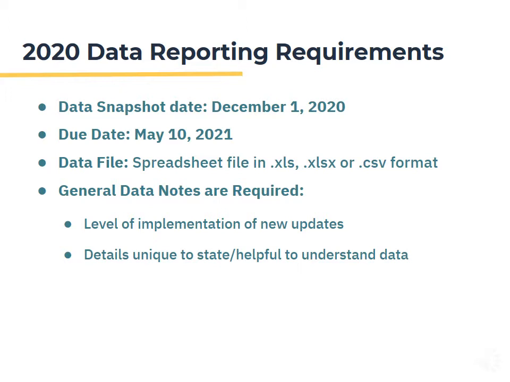The data reporting requirements are as follows. The snapshot date is December 1st of 2020. So data should be a representation of the children as of December 1st of 2020. The due date for the data to be turned into NCDB will be May 10th of 2021. Data should be turned in to us in a spreadsheet file format, and that would be in a .xls, .xlsx, or a .csv format. So typically that comes through in an Excel format, but that could be a .csv, isn't necessarily Excel.